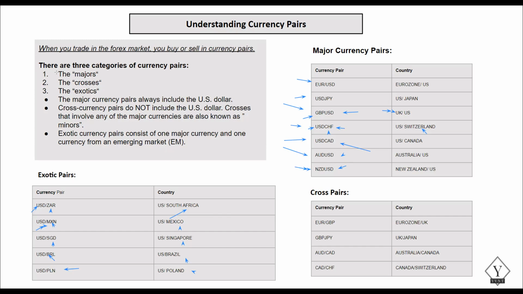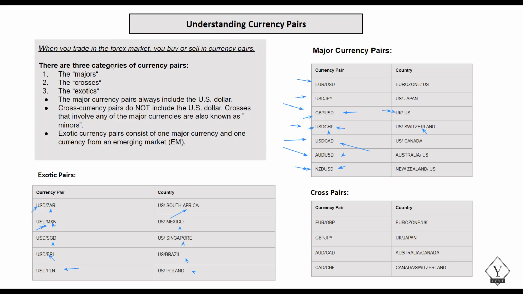So there are three categories of currency pairs. We have the majors, we have the crosses, and then we have the exotics, right? The major currency pairs always include the US dollar, and those are the most traded currency pairs. And the cross currency pairs do not include the US dollar. Crosses, yeah, they do not include the US dollar.